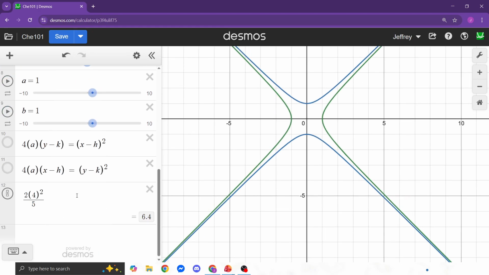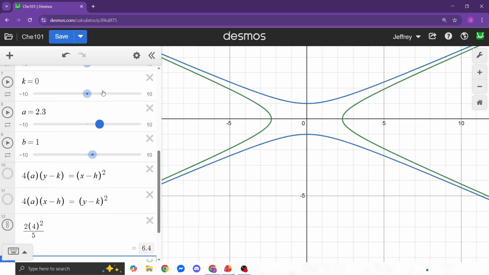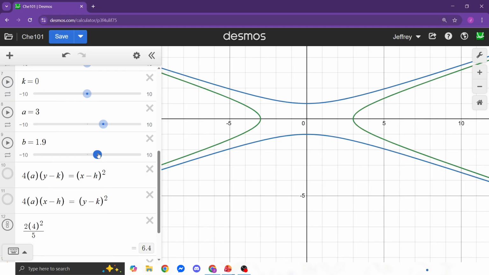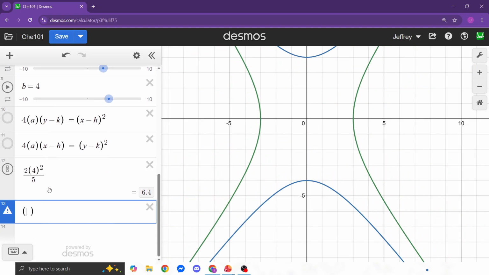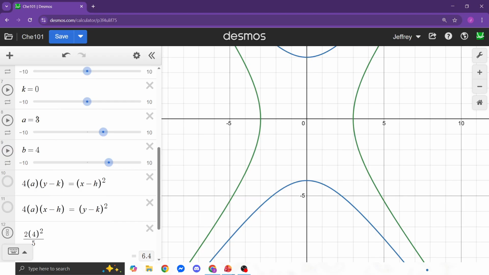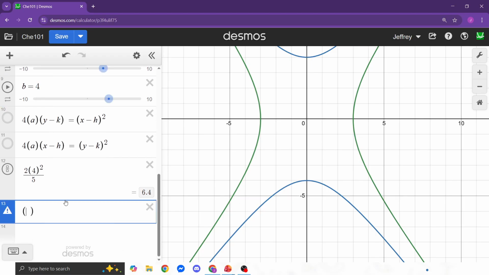So our focus here is around c. Let's have a equals 3, b equals 4. Make it a bit bigger. So our c is equal to 5 based on the 3, 4, 5 Pythagorean triple. Let's have (5, 0).